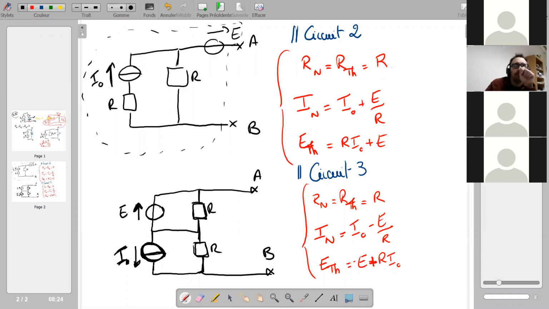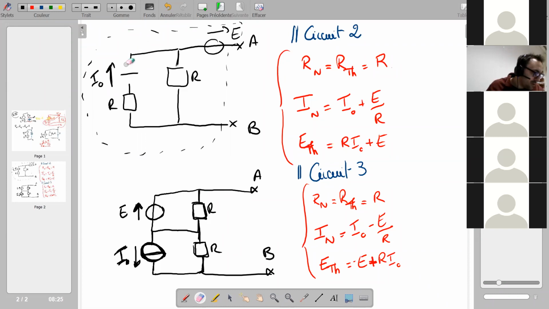On circuit 2, why is R not equal to R over 2? Because you forgot to turn off the sources when you were looking for the equivalent resistor. Because if you switch off a current generator, it means that you erase the source. You get something open, so this branch over here is now open. So you don't have to consider this R anymore. In fact, the only R you see between A and B is this one. Okay, thank you.